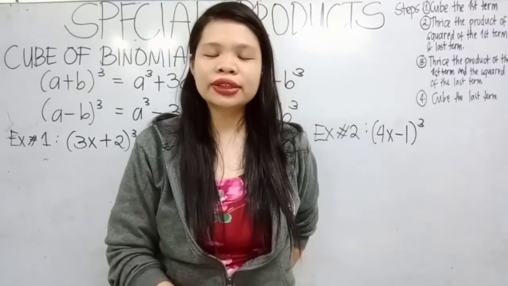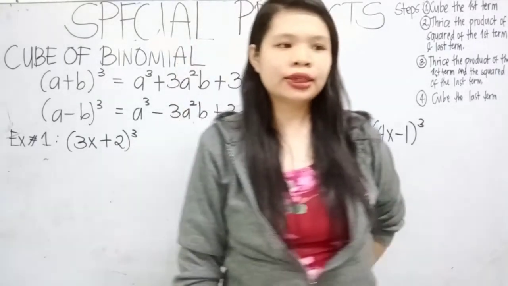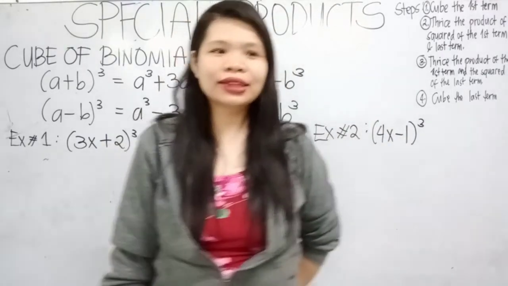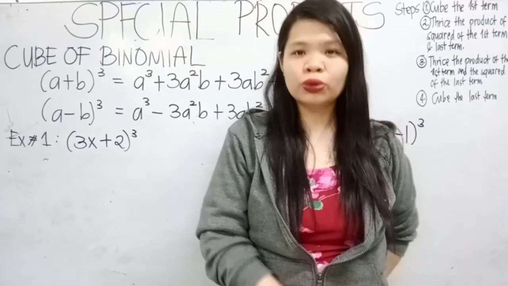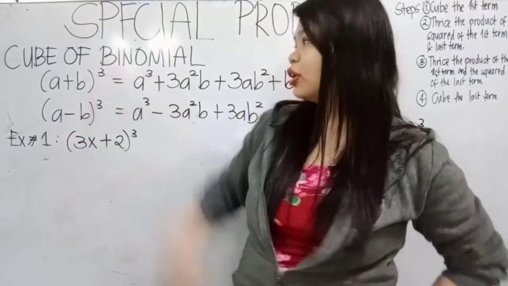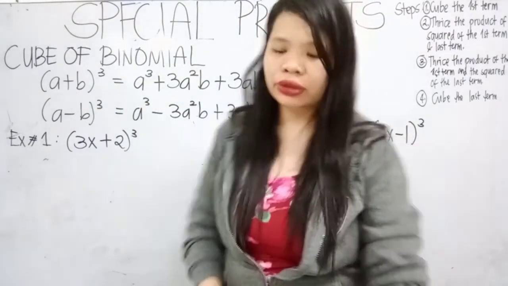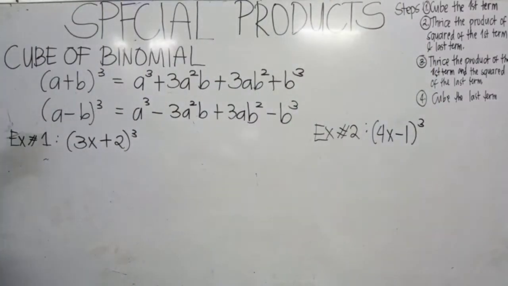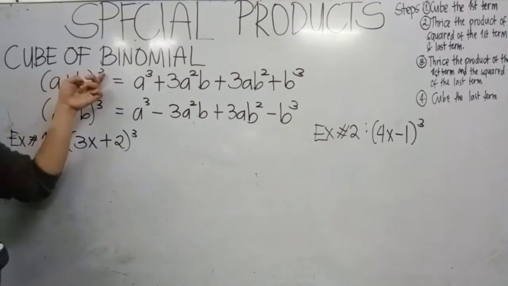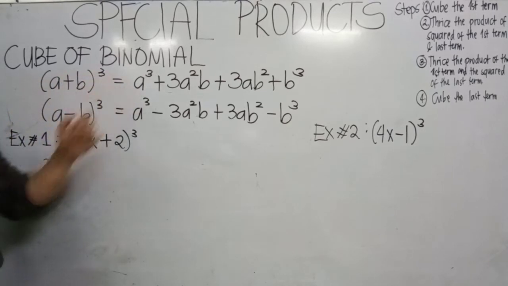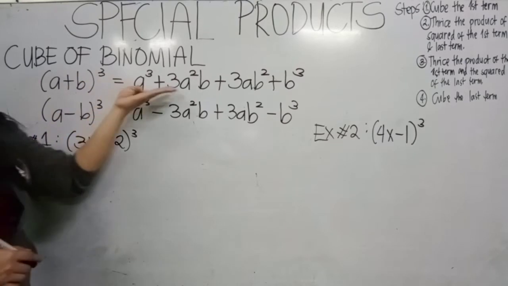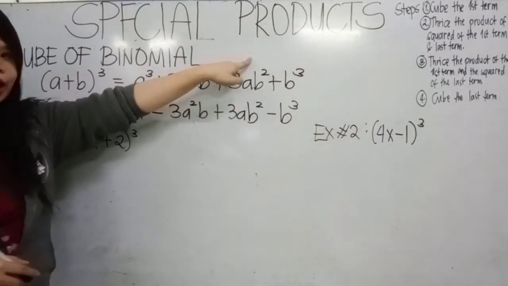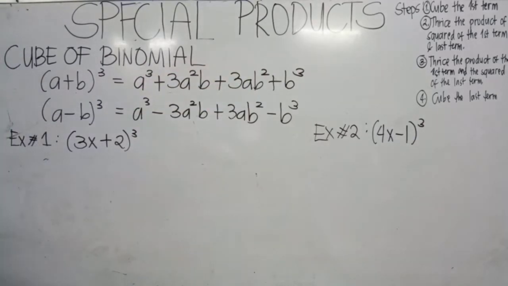Alright, so we're done on our first topic, square of binomial. Next is sum and difference of two same terms. So we have cube of binomial. In cube of binomial, meron tayong pattern na sinusundan, which is (a + b) cube is equals to a cube plus 3a squared b plus 3ab squared plus b cube.